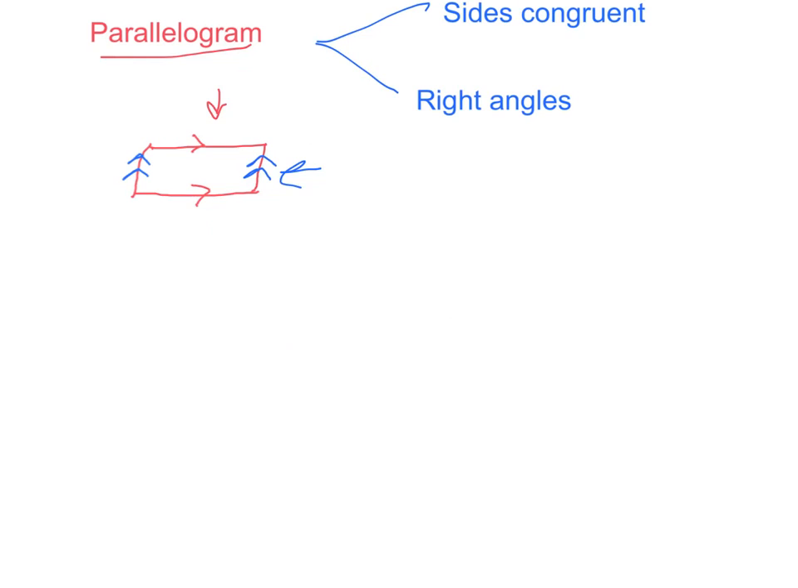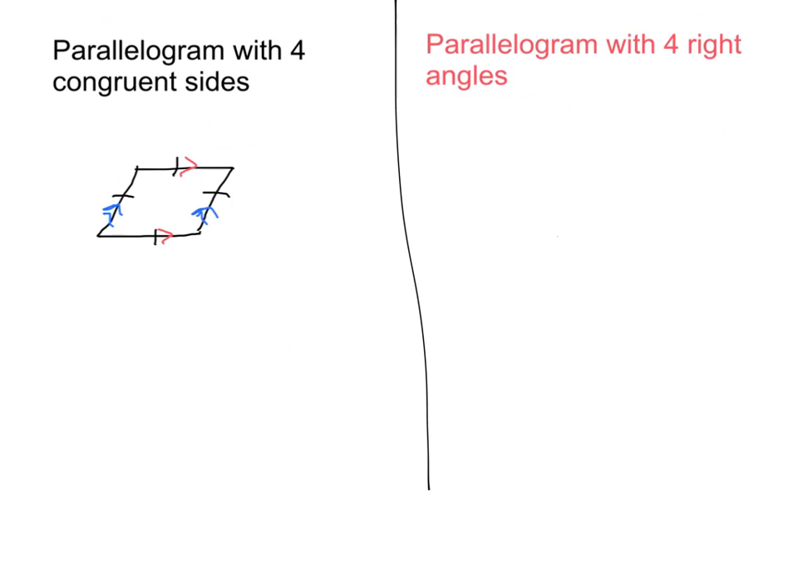Let's take a closer look at these two different categories. We're looking at parallelograms with four sides that are congruent and parallelograms with four right angles. Let's start with four congruent sides. Here is a parallelogram with four congruent sides. You see the top and the bottom are parallel, the left and right are parallel, each side is congruent, and this is what is called a rhombus. A rhombus is a parallelogram with four congruent sides.